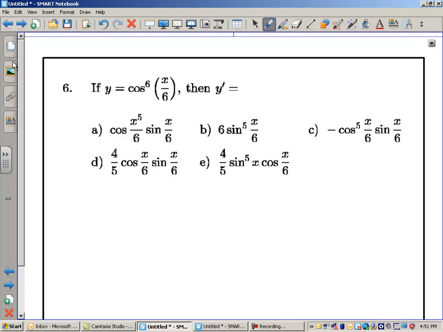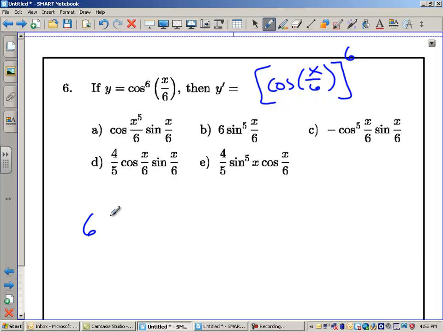Alright, that's an even more complicated one. Here I actually have 3 functions. I have a function inside a function inside a function. It's functionception. That's hard to say. Let's see, I'm going to rewrite this as cosine of x over 6, all of that to the 6th power. So I've got 3 functions here. We work outside in anytime that happens.